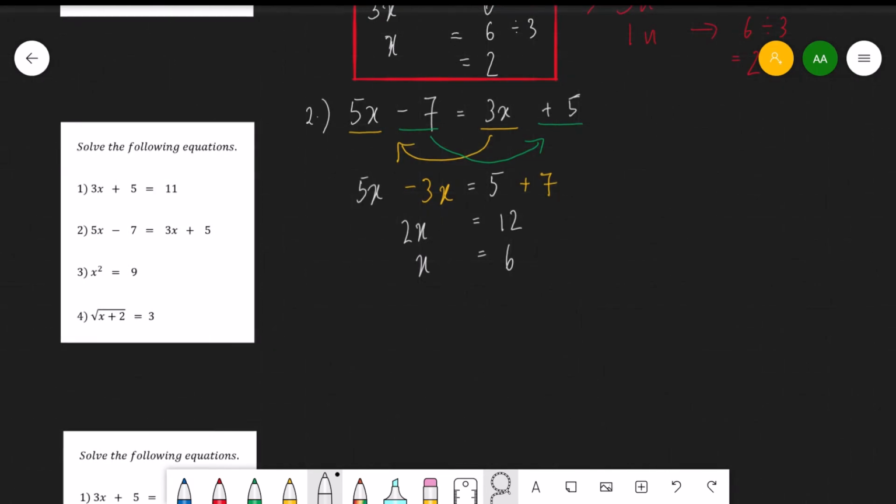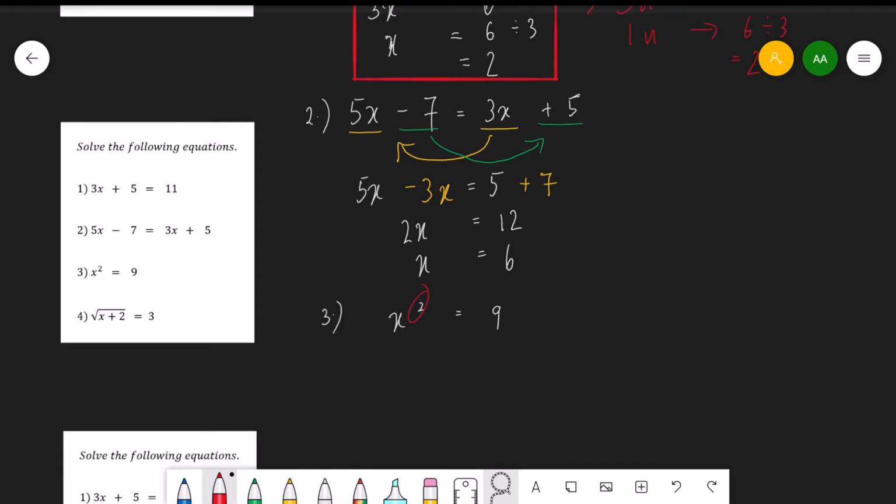Let's look at example number 3. This is important. x squared is equal to 9. This one is special because the unknown is on one side and the non-variable is on the other side. The only difference is this time you have a square. We need to know how to get rid of a square. I do not want the value of x squared, but I want to know the value of x. So every time we need to remove the square, we need to square root our x squared. Sorry, let's do this.